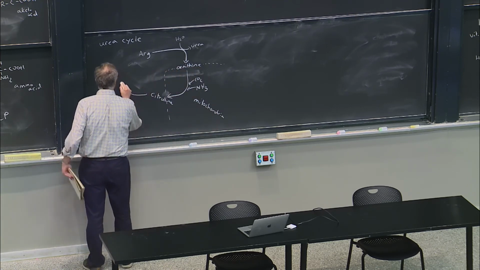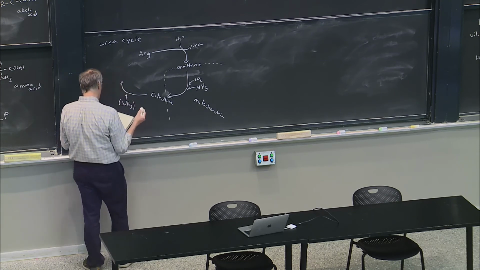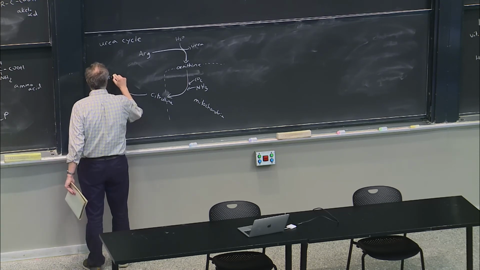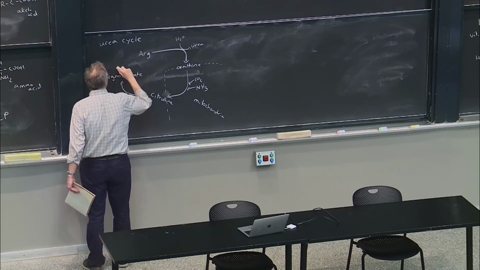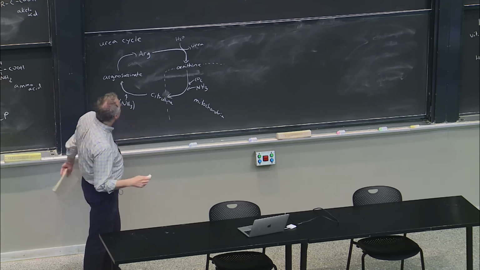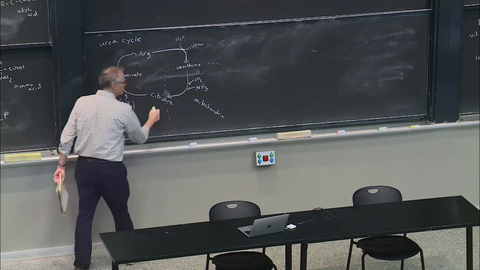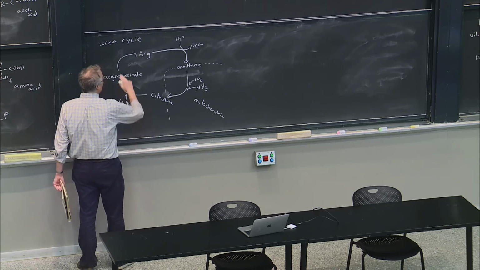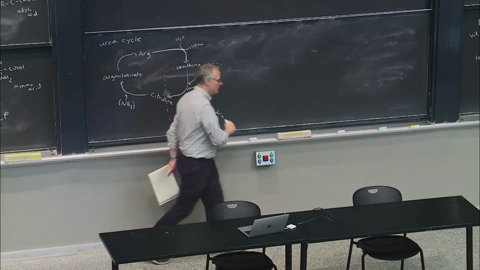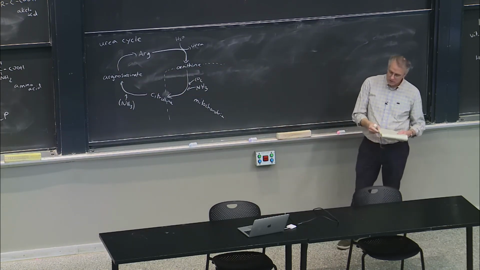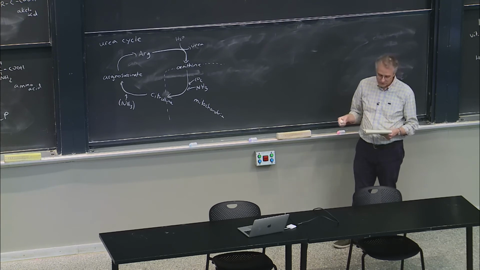And then that citrulline will pick up another nitrogen. I'll show you how it does this in a minute to make a molecule called arginosuccinate. And then that arginosuccinate will be turned back into arginine. And so a four-step cycle: this reaction, ornithine to citrulline, happening in the mitochondria, then regenerating the arginine from citrulline in two steps happening in the cytosol, and then the arginine back to ornithine in the cytosol to generate urea. All right.